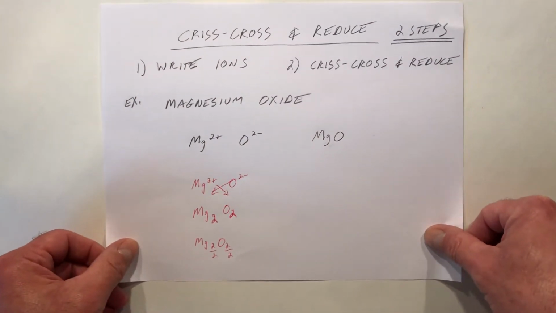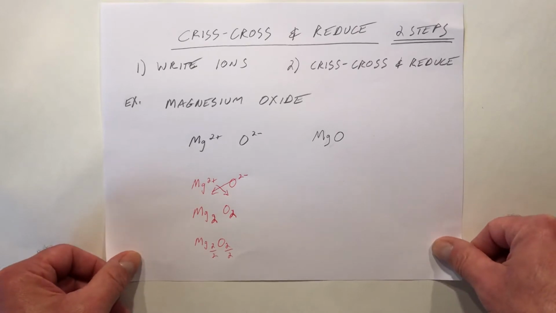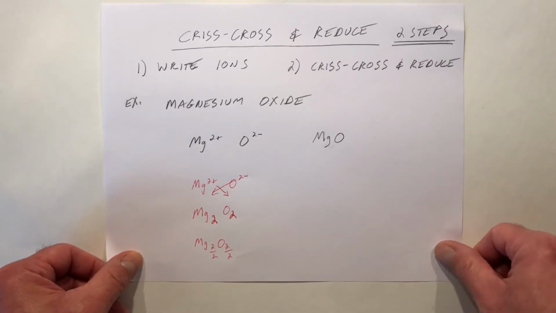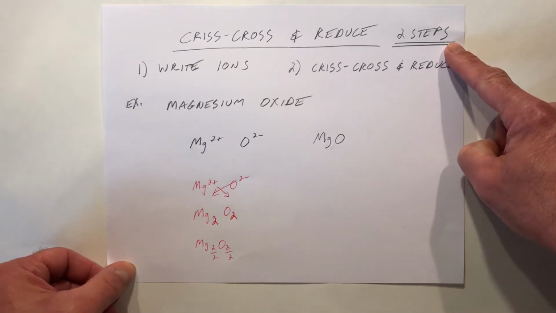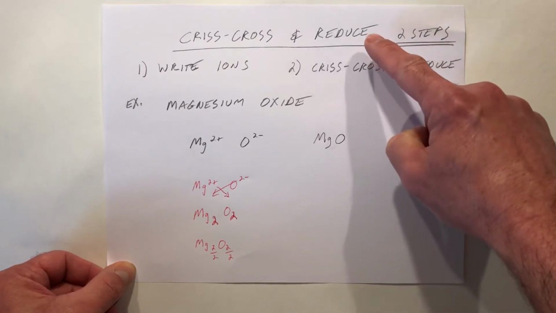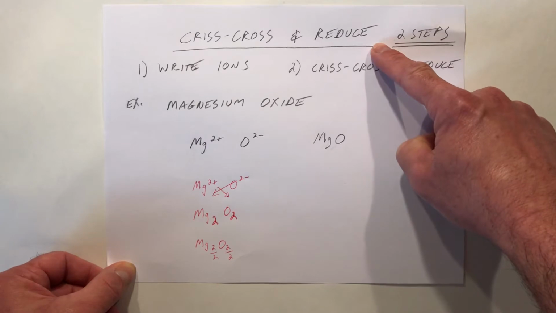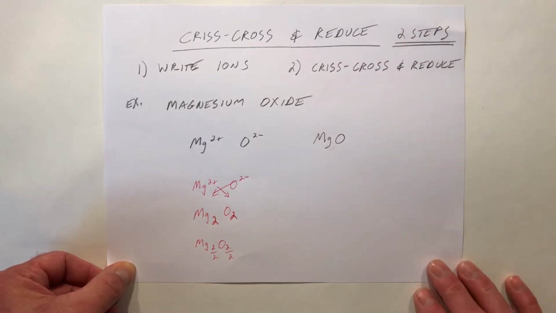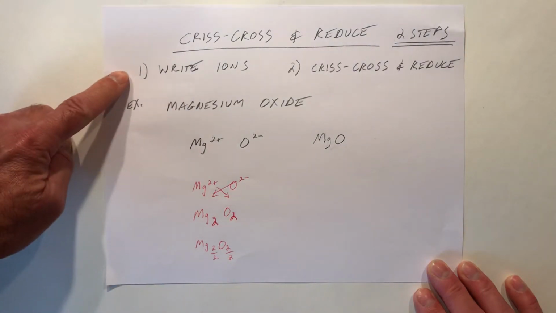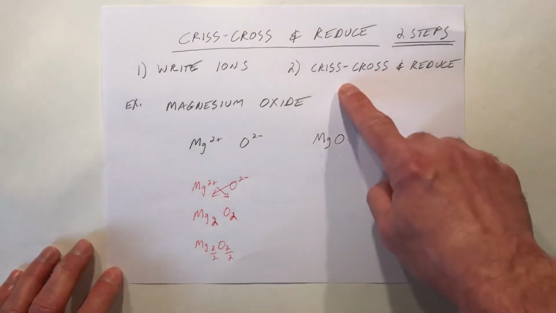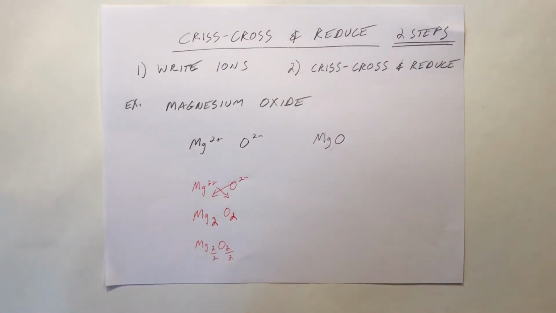All right, so we're going to use the criss-cross and reduce method when we're turning a chemical name into a chemical formula. And remember, there are two steps for this. Now, it's really important that you know how to do criss-cross and reduce. Moving on in chemistry, we're going to use this very much. So if you don't understand this, it's going to be very confusing as we get to subsequent chapters. So the first thing we're going to do is write the ions for the chemical, and then the second thing we're going to do is criss-cross and reduce.